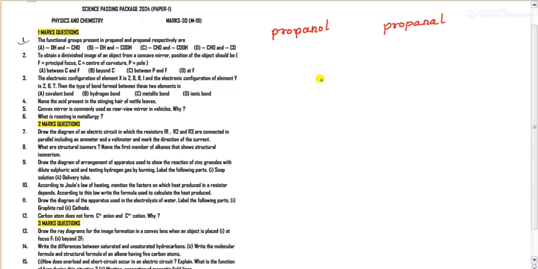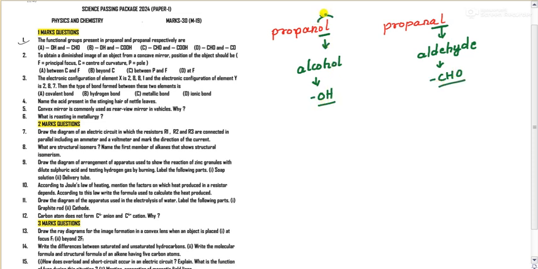Okay, see, in the question itself we have the answer, OL and here AL. So these are the suffixes added, OL for alcohol and AL for aldehyde. Got it? So the alcohol functional group's formula is OH, and for aldehydes it is CHO. Got it? So based on these two names itself, you are going to get the answer.